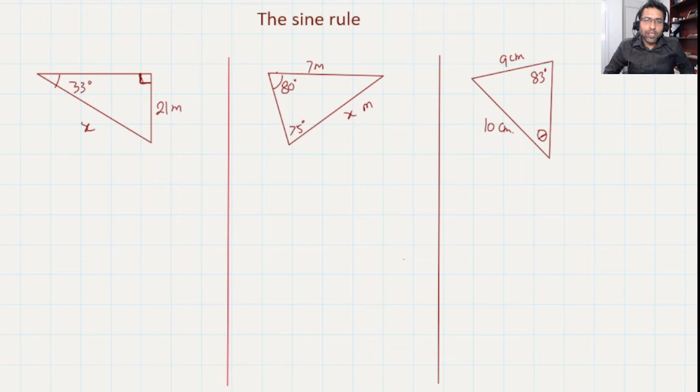Welcome to Math Solve. In this video, we are going to look at the sine rule. What is the sine rule and why do we need to use it?